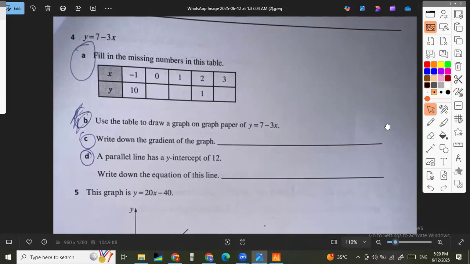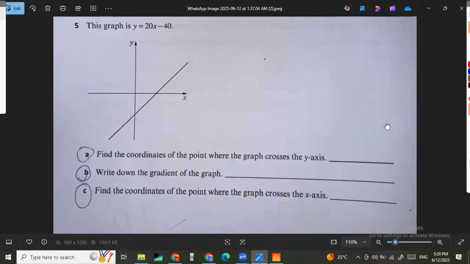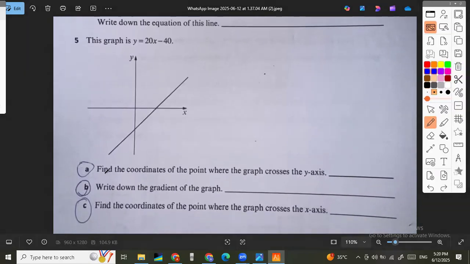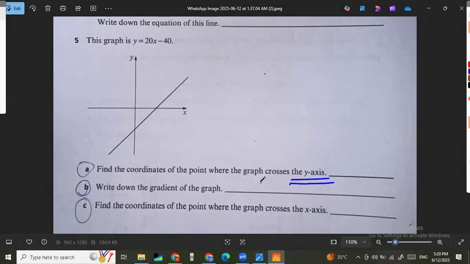Next question. Here's question 5. Find the coordinates of the point where the graph crosses the y-axis. If it crosses the y-axis, then it is the y-intercept. The y-intercept is negative 40. Write down the gradient of the graph. The gradient is the coefficient of x, which is 20.